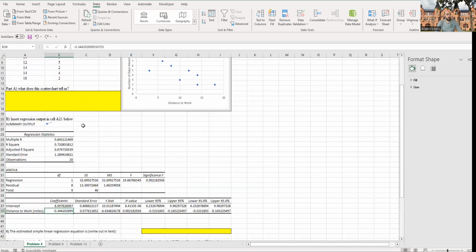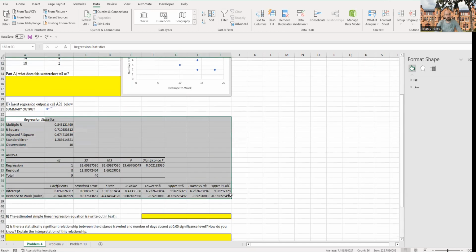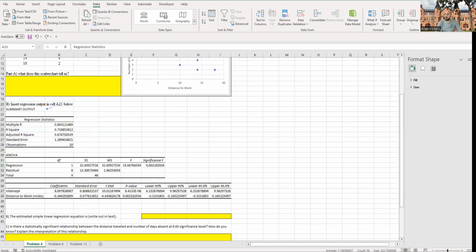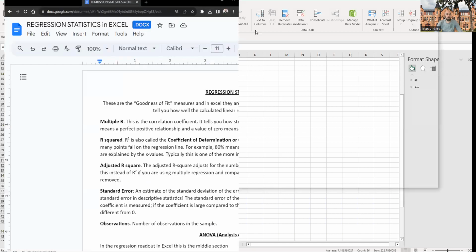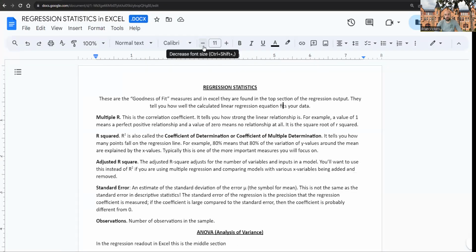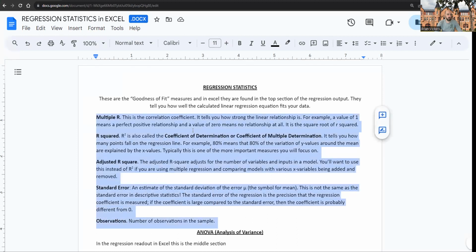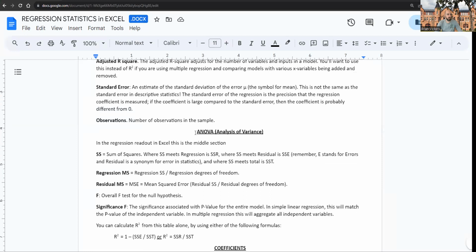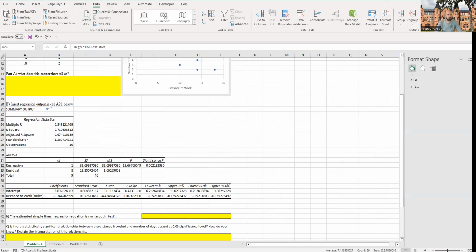All right, now let's try to interpret what we are finding here. I have provided you with a file which I've called Regression Statistics in Excel. If you download that file, it's attached to the Problem Set 4 link. You'll want to read through it because it helps to explain some of the stuff from the book. It explains what the top portion of the statistics is, what the middle portion of this output is, and what the bottom portion is.